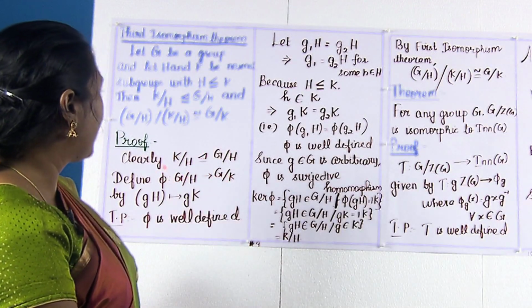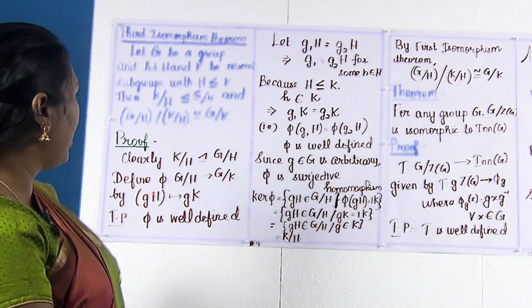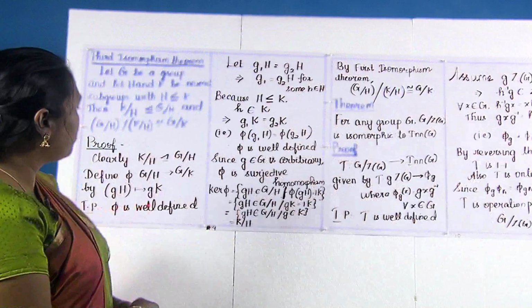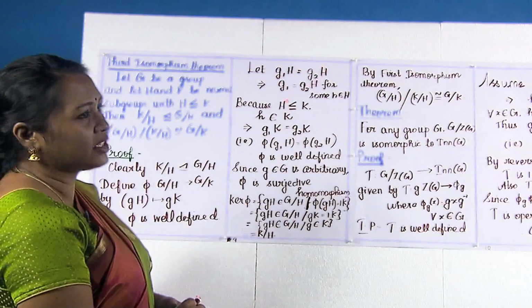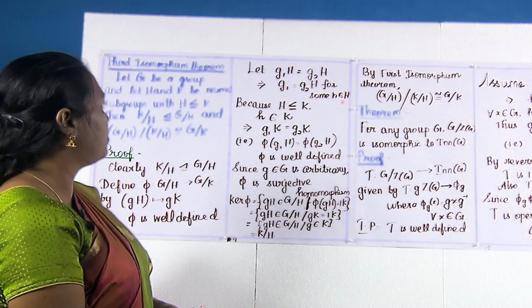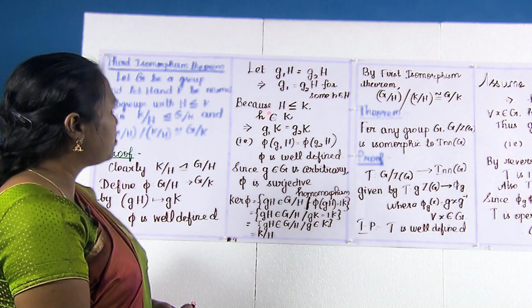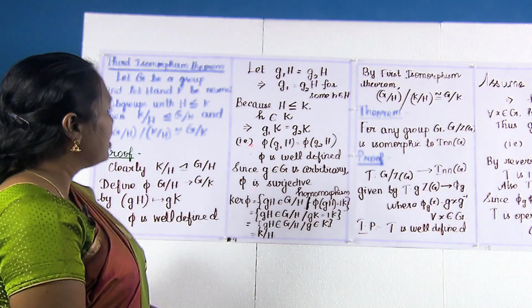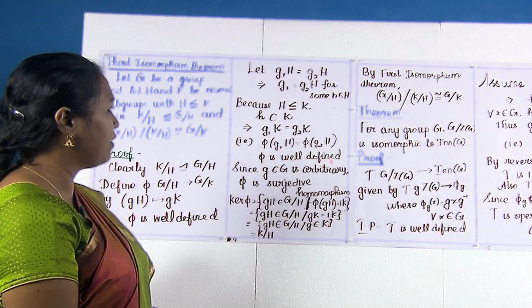Let us define a function phi from G/H to G/K as gH going to gK. So, this is the mapping. We have to prove phi is well defined. For that, let us assume g1H is equal to g2H, and clearly g1 is equal to g2h for some h belonging to H, because H is a normal subgroup of K and h belongs to K, which implies that g1K is equal to g2K, that is phi of g1H is equal to phi of g2H. So, phi is well defined.